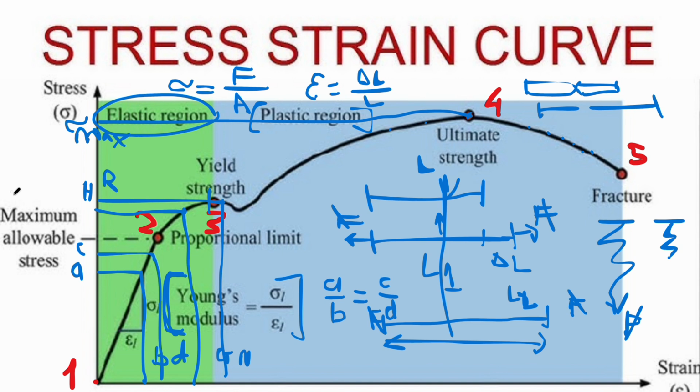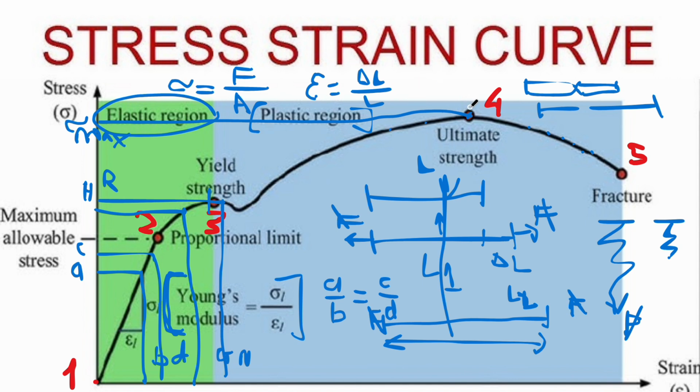Okay, and point number 2 is the proportional limit, and this is the maximum allowable stretch that can maintain Young's modulus. And number 3 is yield strength. Beyond this strength we start plastic deformation, and before that we are in the elastic region, elastic deformation. Okay, and number 4 is ultimate tensile strength.